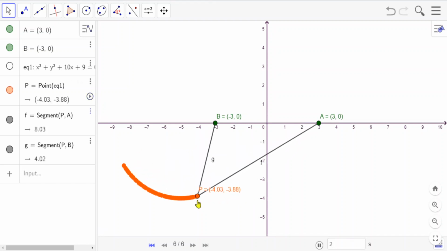Now I will verify, maybe you will get a doubt: Sir, here PA is equal to 2 times PB. You see, PA is 8.03. What is G? 4.02. Twice of 4.02 gives 8.04. Is it nearby or not? Because it takes a rounded value only. That is the reason. Here you see 3.1. Twice 3.1, what are you getting? 6.2.